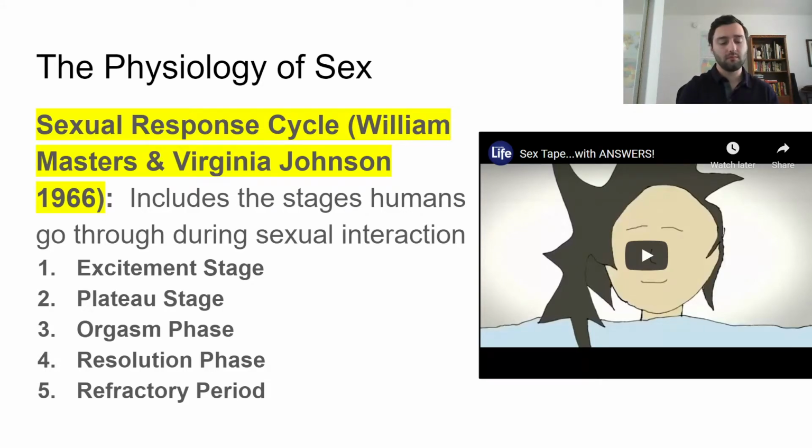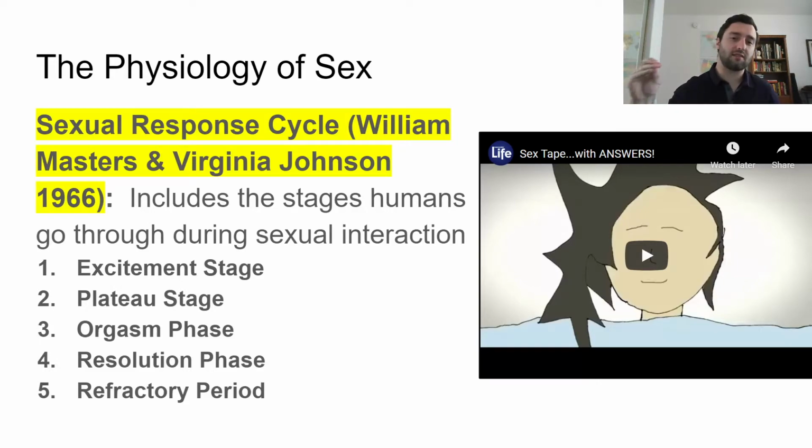So there is the excitement stage, which is the first one. There is the plateau stage, the orgasm phase, the resolution phase, and the refractory period. Basically, excitement is exactly what it sounds like. It's the excitement stage. Plateau is generally considered actual sexual intercourse. Eventually, that leads to the orgasm phase.